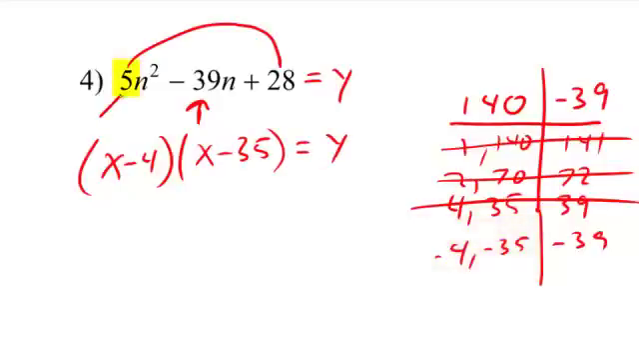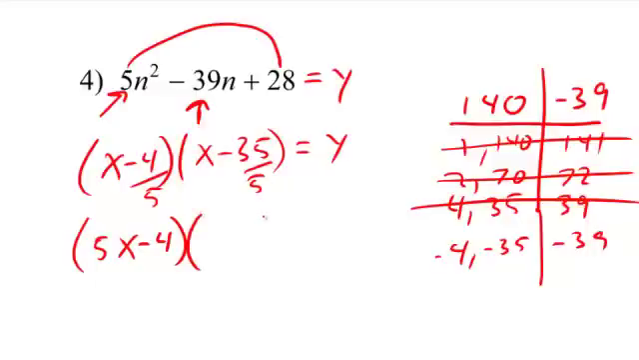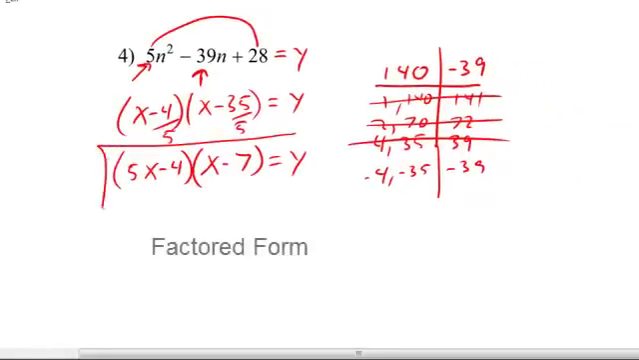Divide by my a value. 4 does not divide by 5 evenly, so it's going to be 5x minus 4. 35 does divide by 5 evenly, so it's going to be x minus 7 equals y. And there you have it. That's the rainbow method.